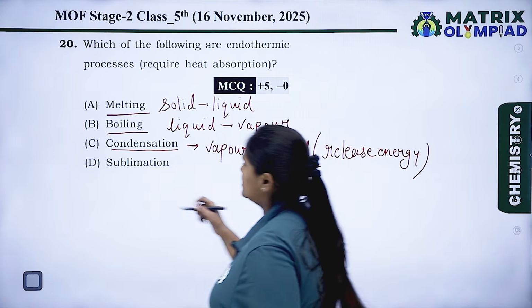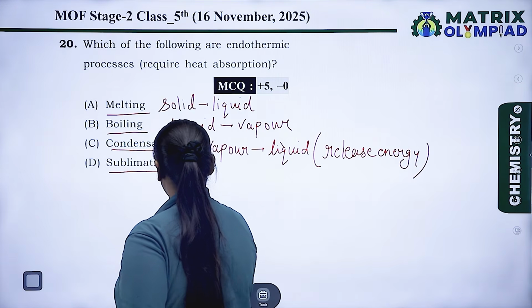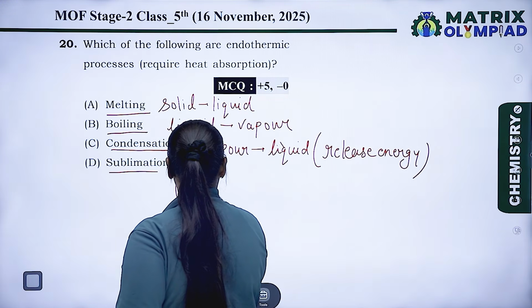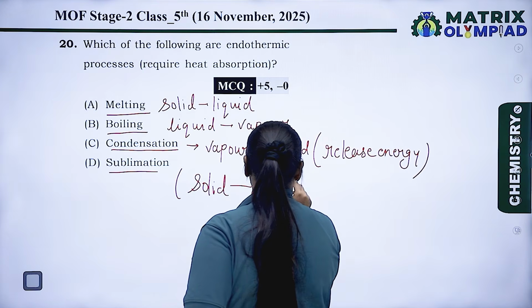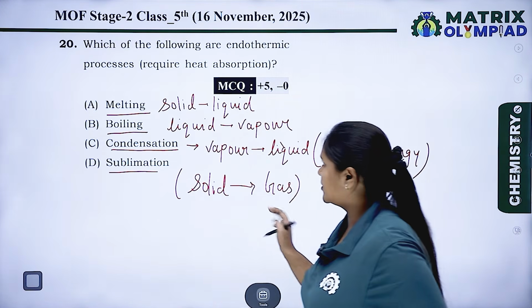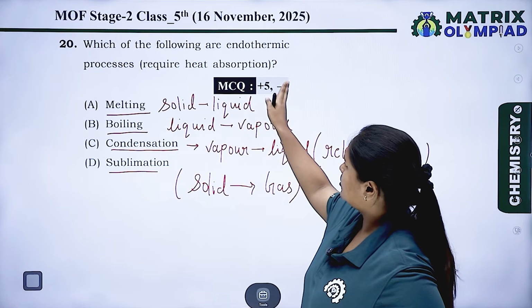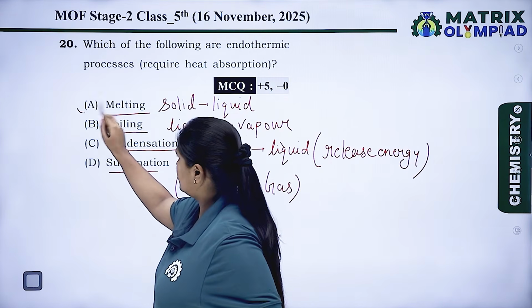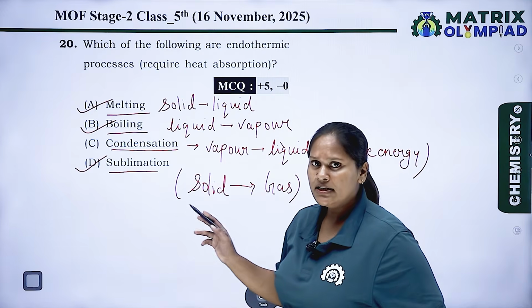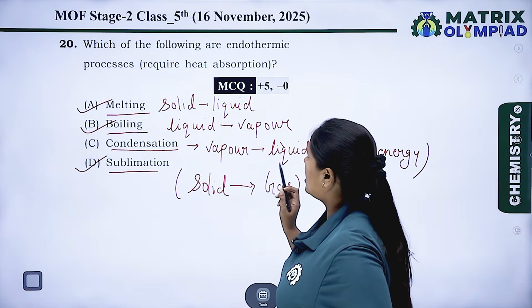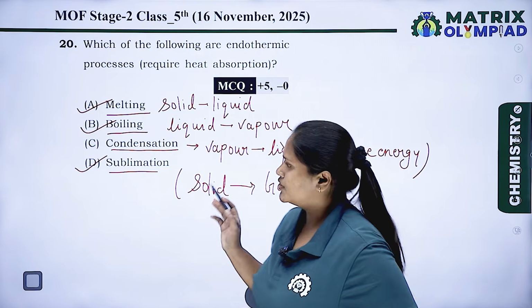And the fourth option is sublimation. Sublimation is a solid directly changing into gas. So this process also requires energy. So which of the following are endothermic processes? Option A, option B and option D. These three options are the answer to this question.